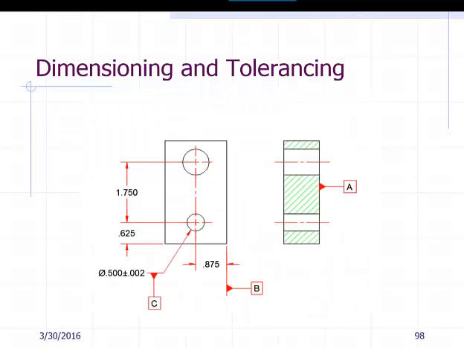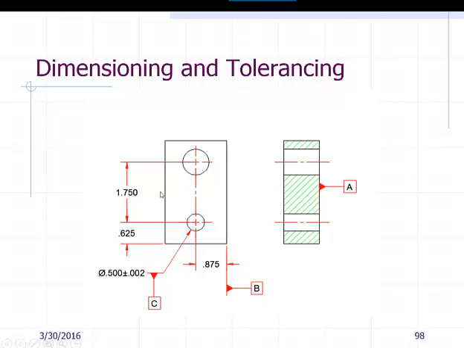So up until this point, this is things that we've done. I've got some location dimensions to locate these holes. Now I didn't dimension the overall shape, but just focusing on the holes. So this is how we've called things out so far. I can find the center of this one because it's 0.875 over and 0.625 up.